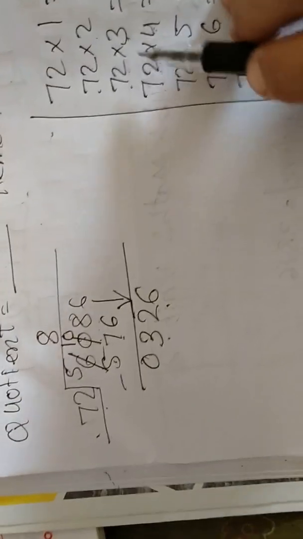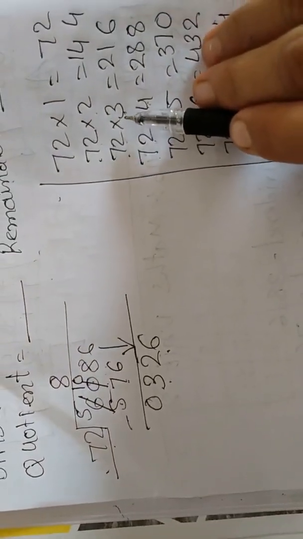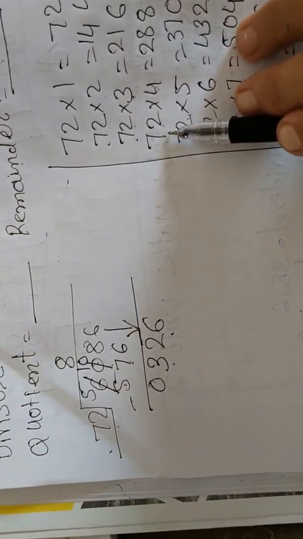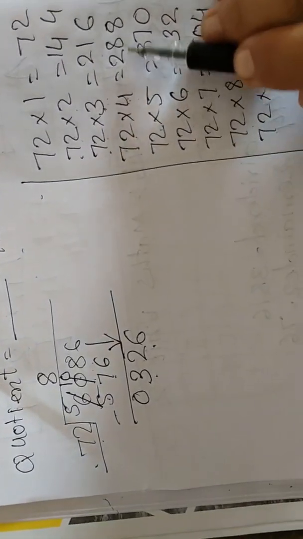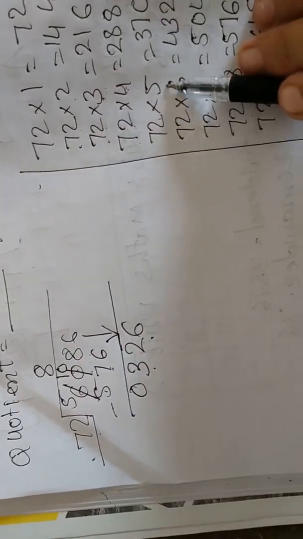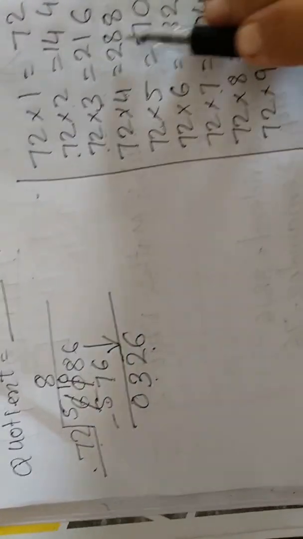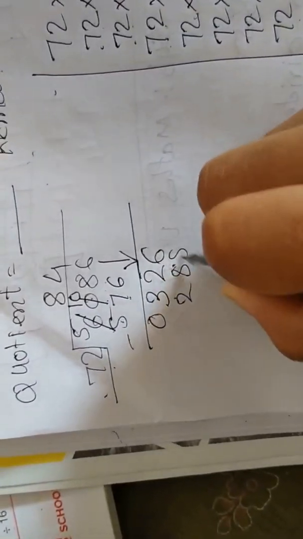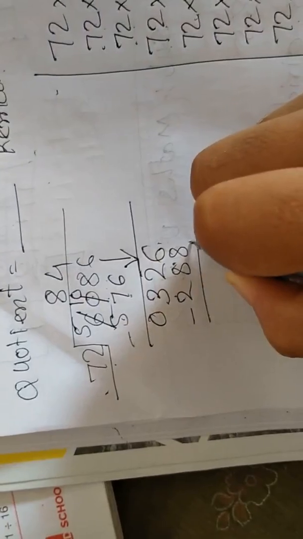So now, students, 72 threes are 216. 72 fours are 288. 72 fives are 360. So we'll take this number. 72 fours are 288 is there. 6 minus 8 is not possible.